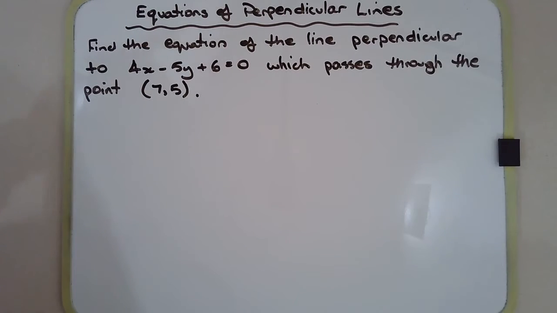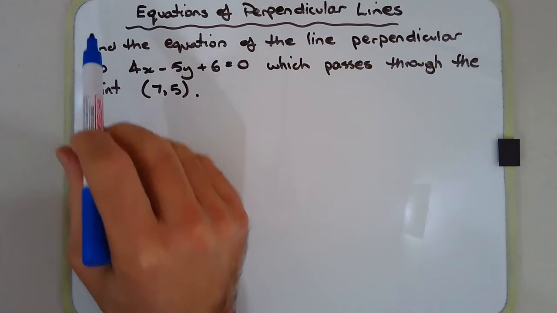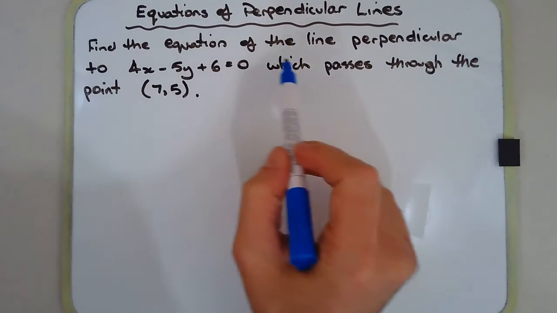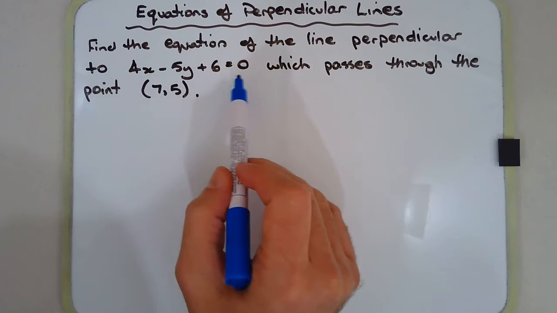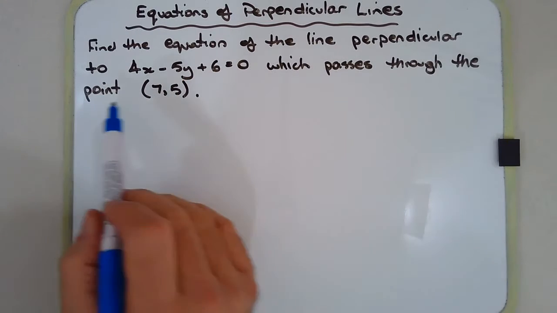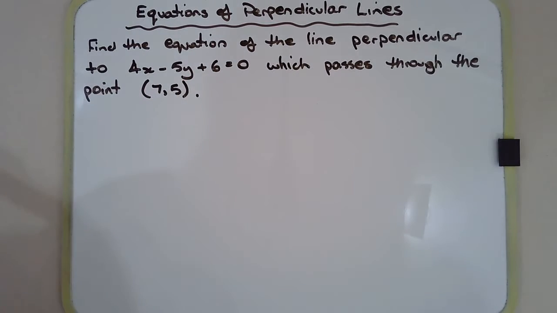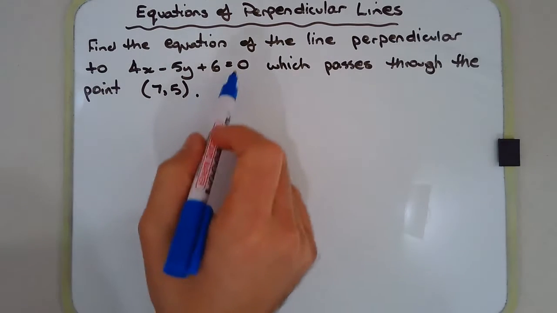In this video, we're going to look at finding the equation of a line that's perpendicular to a given line, so 90 degrees. Let's have a look at this example. Find the equation of the line perpendicular to 4x minus 5y plus 6 equals 0, which passes through the point (7, 5). So the first thing we need to do is to find the gradient of this line.